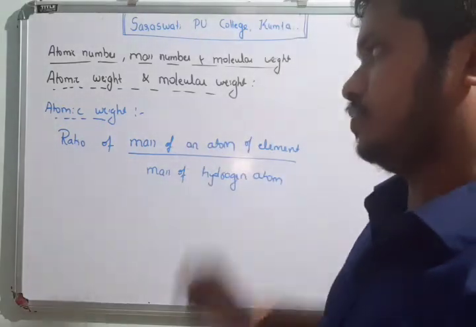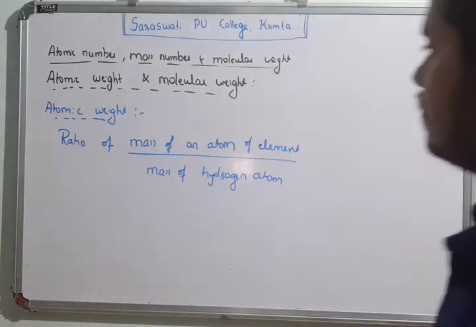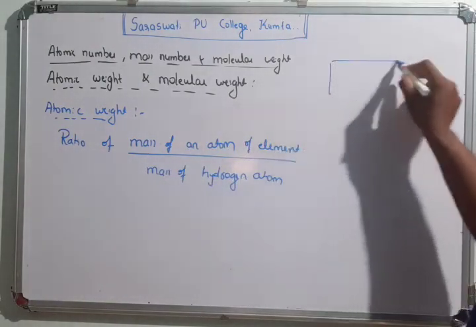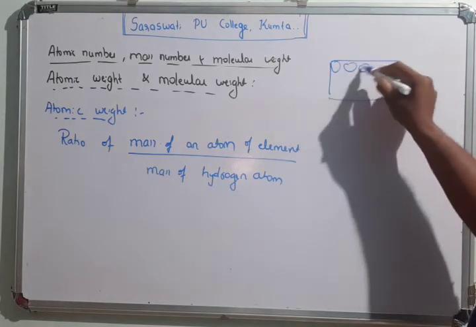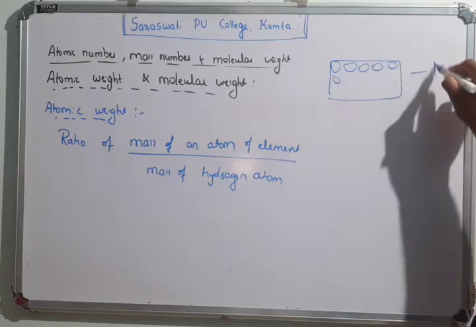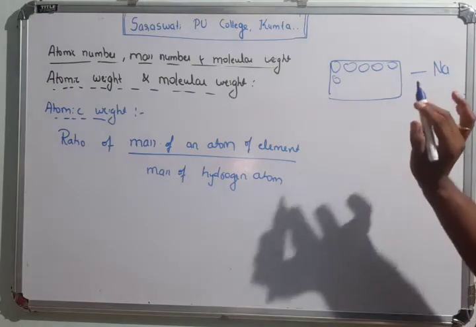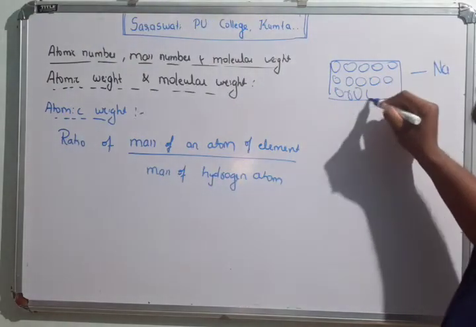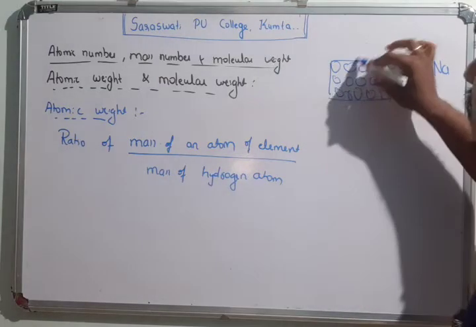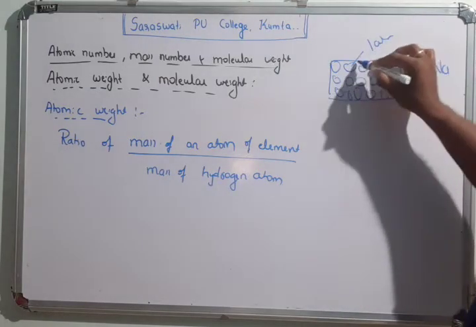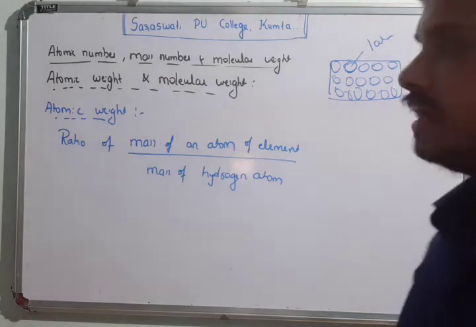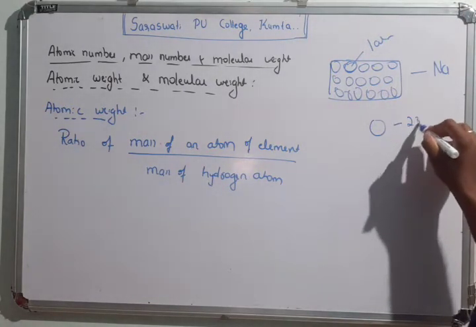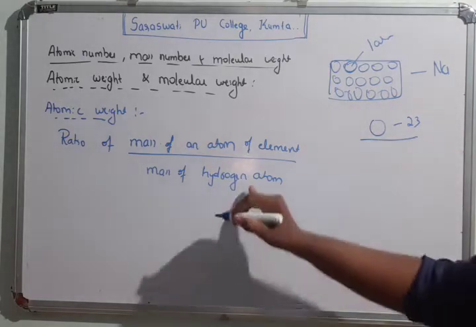It's actually the ratio of the mass of an atom of an element. For example, if I take a sodium atom, this element contains so many sodium atoms only. So the weight of this one atom will be taken here. The weight of the sodium, imagine it's around 23, divided by the weight of one hydrogen.